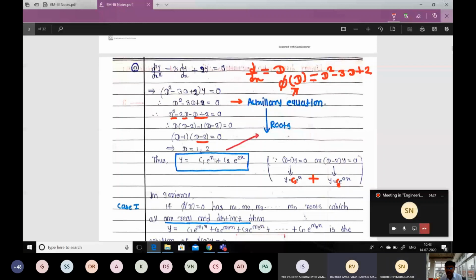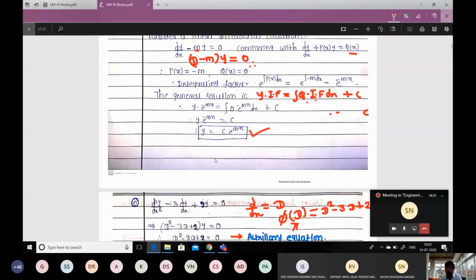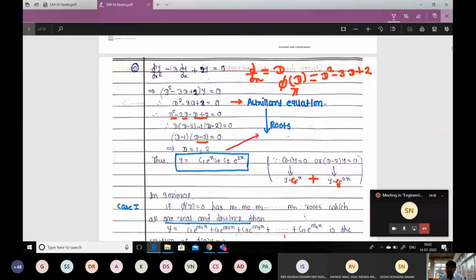As far as your exam is concerned, we are not going to follow a procedure like this every time, finding the integrating factor and then getting the solution in terms of exponential. Directly what we will do, the process is very simple. Just consider this is a differential equation provided to you. You have to consider the auxiliary equation. Auxiliary equation means what?